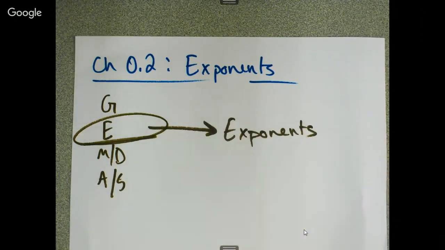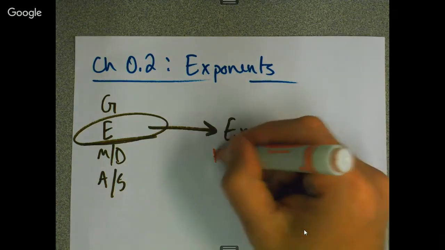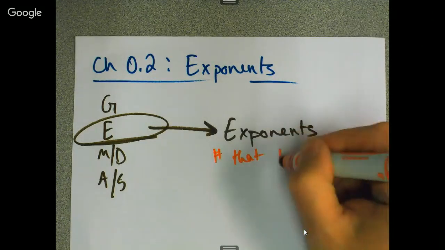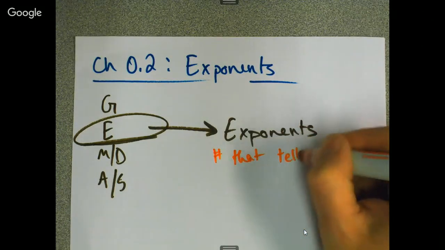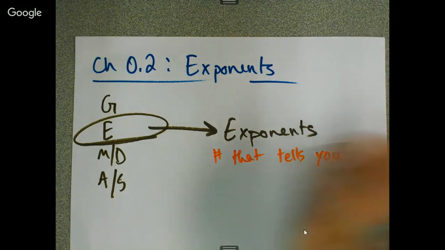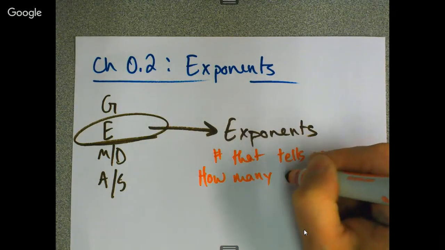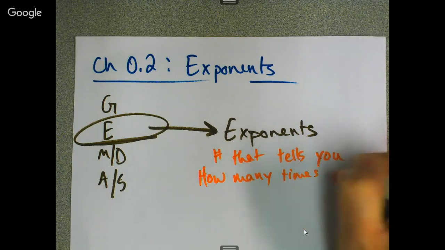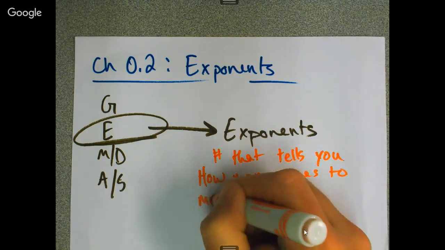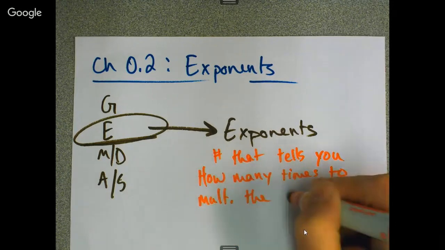Now, what's it mean to be an exponent? An exponent is a number that tells you how many times to multiply the base.